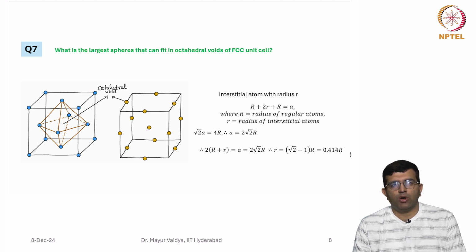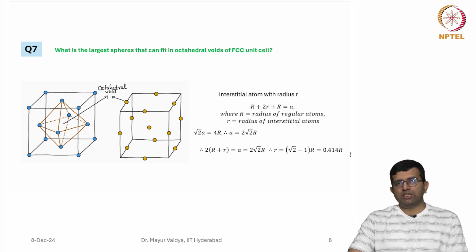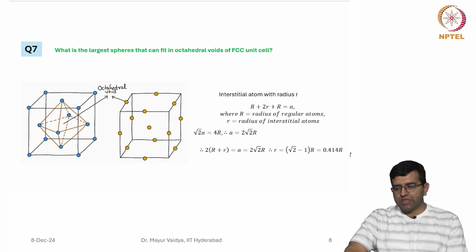One of the octahedral voids is at the body center, and the rest of the voids are at the edge centers. If you count, you can tell how many octahedral voids there are in the FCC. Each edge is shared by 4 unit cells, and there are 12 edges. So 12 into 1 by 4 is 3, plus 1 at the body center. So there are a total of 4 octahedral voids in the FCC.